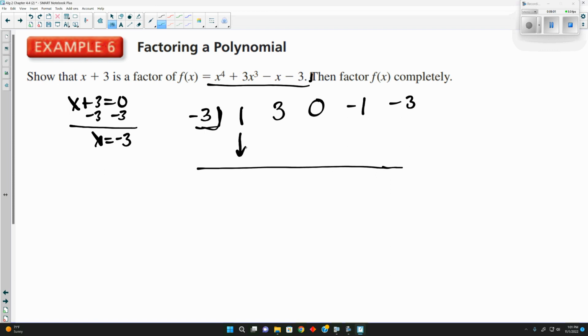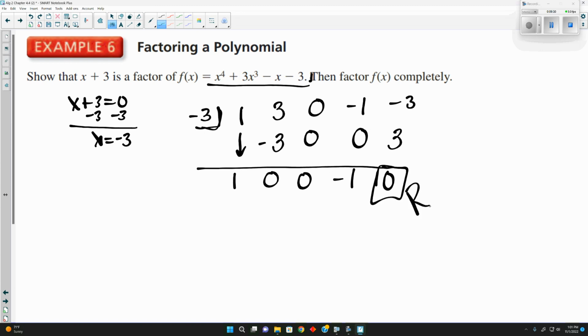Then we bring down the 1. Then we start our process for dividing. Negative 3 times 1 is? 3 plus negative 3 is? Negative 3 times 0. 0 plus 0. Negative 3 times 0. Negative 1 plus 0. And negative 3 times negative 1 is? And negative 3 plus 3 is? 0. Did we expect the remainder to be 0?